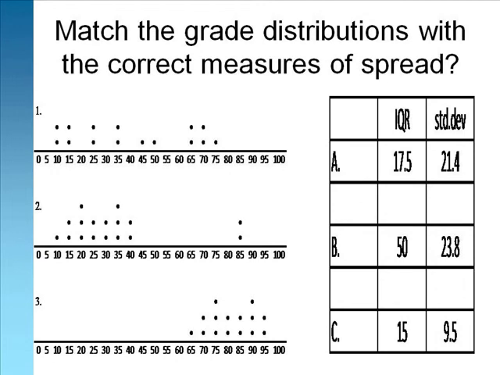Here is a concept check. Without calculating the IQRs or the standard deviations, match the measures of spread to the correct grade distributions. Remember that the IQR is a measure of the spread of the middle half of the scores, and standard deviation is a measure of the average deviation from the mean. Pause the video.